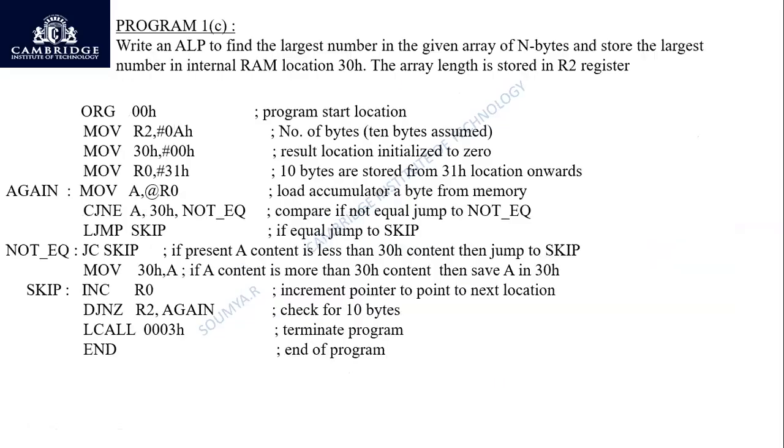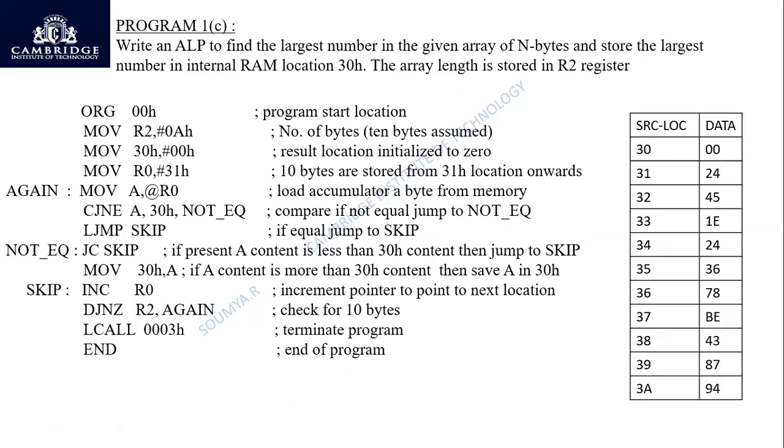The third program is where we are supposed to find the largest number in a given array of n bytes and store the largest number in the internal RAM location 30. I have an array which is starting at the 31st location, and my largest number in that array should be stored at the 30th location, right? And the array length is stored in the register R2. So how is it? This is my array. You can see that from 31 I have my array stored.